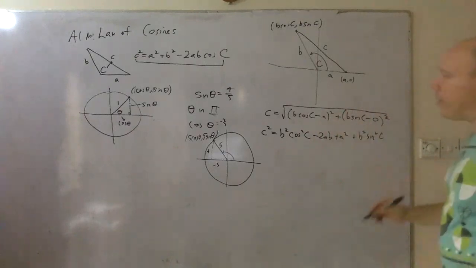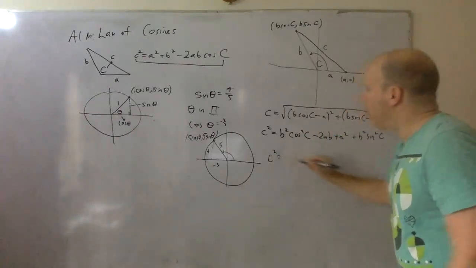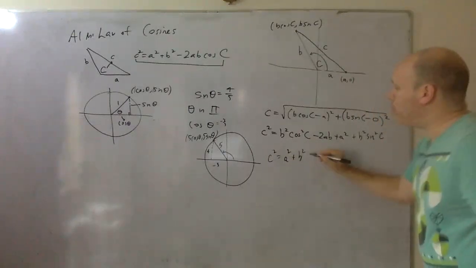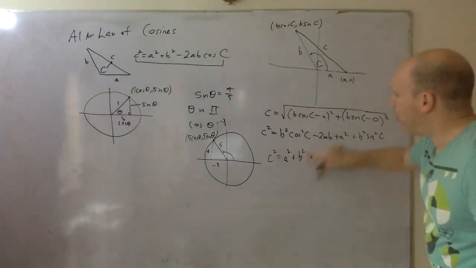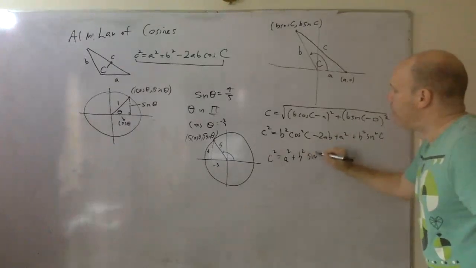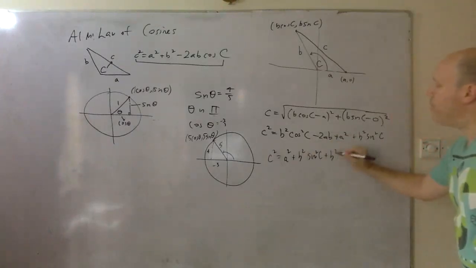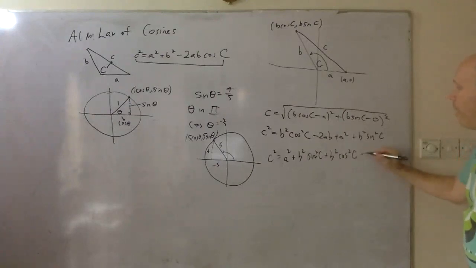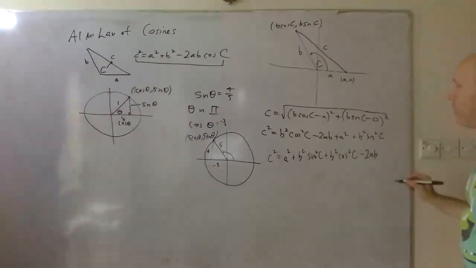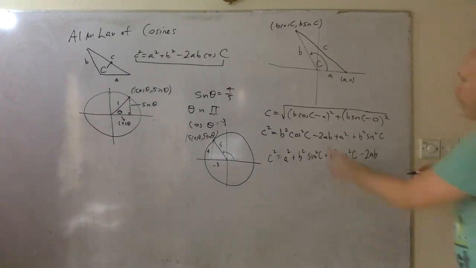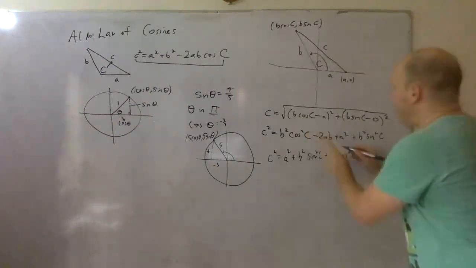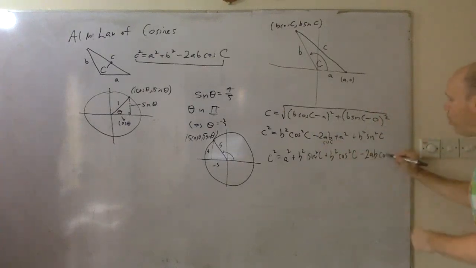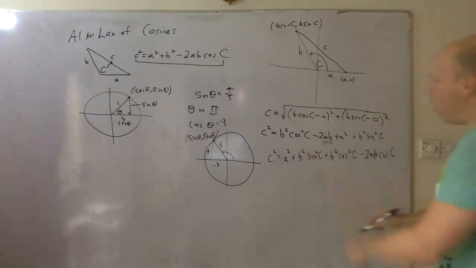Well, let's move this around a little bit. We have C squared equals A squared plus B squared sine squared C plus B squared cosine squared C minus 2AB. Oh, I'm sorry. This was 2AB cosine C. Sorry about that. 2AB cosine C.